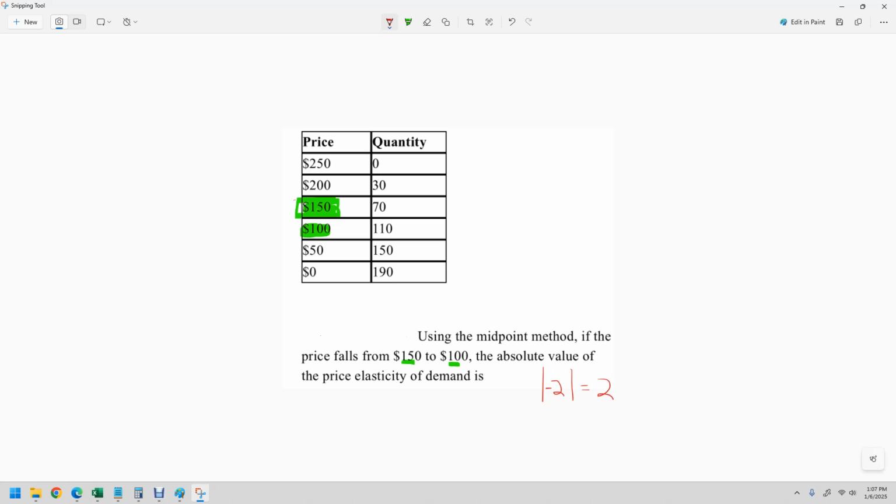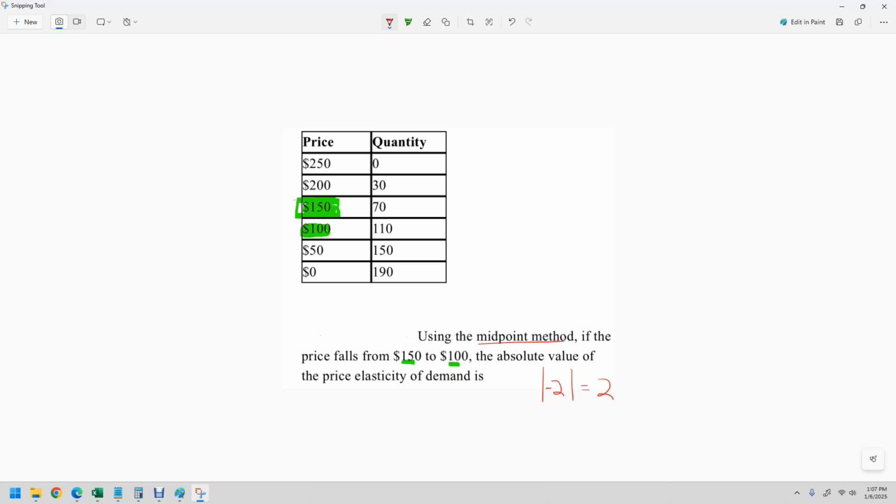So when we use the midpoint method, we're adjusting for the fact that you'll get a different number if you're going down the demand curve than if you're going up the demand curve. Usually it won't change the elasticity, but it can give you a slightly different number. So if we use the midpoint method, then we don't have to worry about whether we're going down or up. And we actually don't have to worry about whether we're using positive or negative, since we're going to end up using the absolute value anyway.